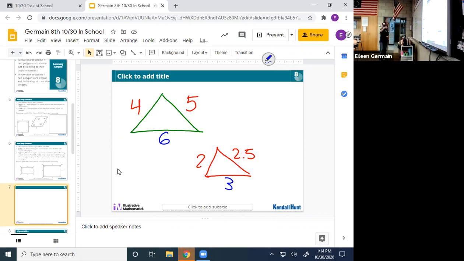Go back to the slideshow, back to the Zoom so that you can see me. I have two triangles here. I have the green one, I have the red one. Are these two triangles similar? Throw in the chat. Do you think that these two are similar? I'm going to do a tally, so everybody should give me an answer. Yes or no?